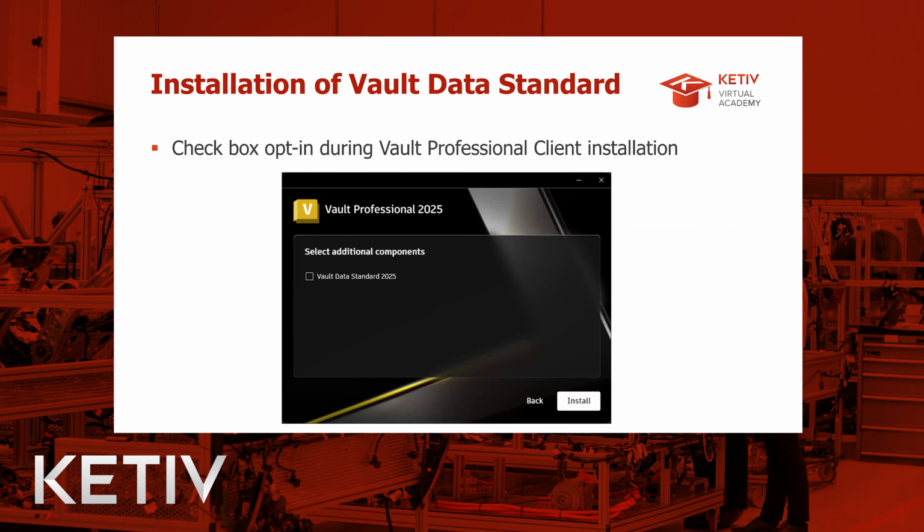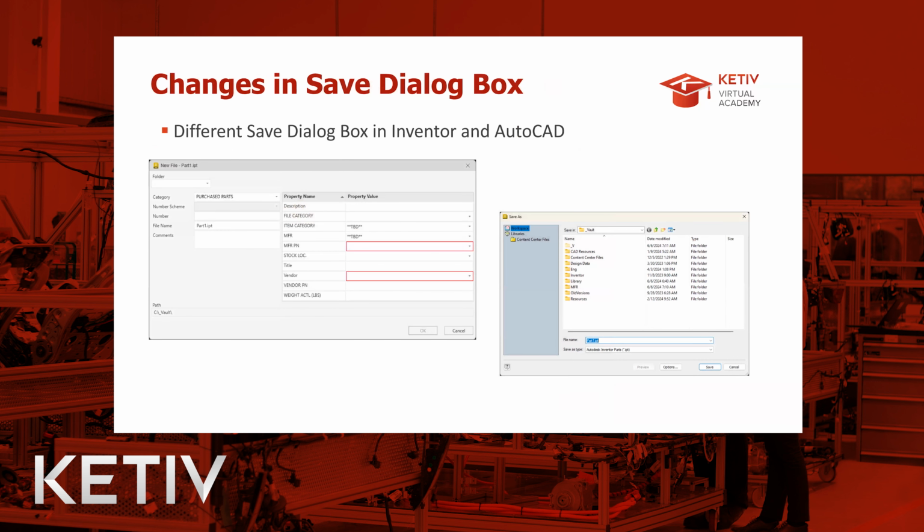Okay. This is with regards to the installation of Vault Data Standard. When you're installing your Vault Professional client, you will most likely come upon this screen. If you check this, it will install the Vault Data Standard for you. And like I said, when you open up Inventor and go to save, if you see the box on your left, you'll know that you have Data Standard. If you see the box on your right, you have not installed it or you have it disabled.